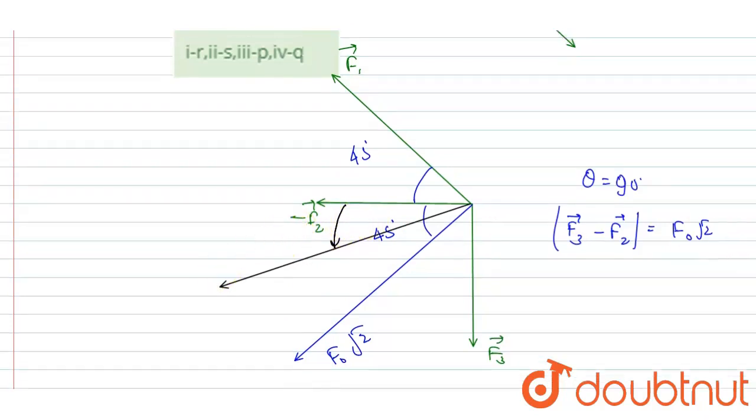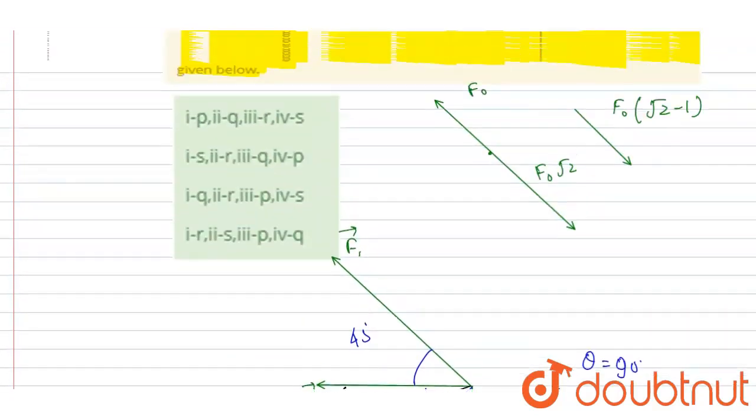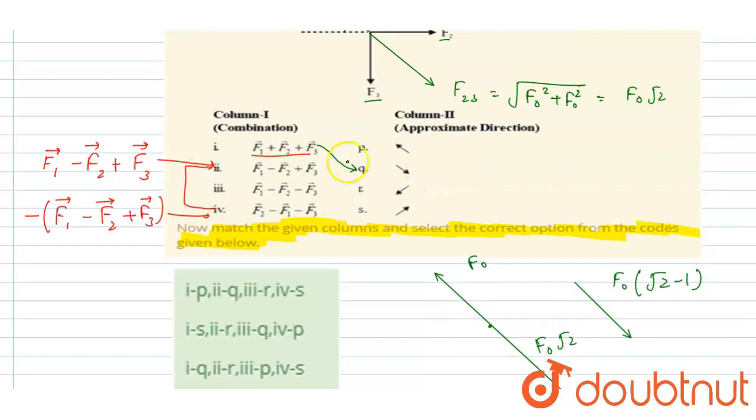So now you can check for the option. So this is F1 vector minus F2 vector plus F3 vector. Now you can check for the option. So it is like this, and just the inverse of that will be this fourth one. So just the inverse is this, S. Now the third. So only one is left.